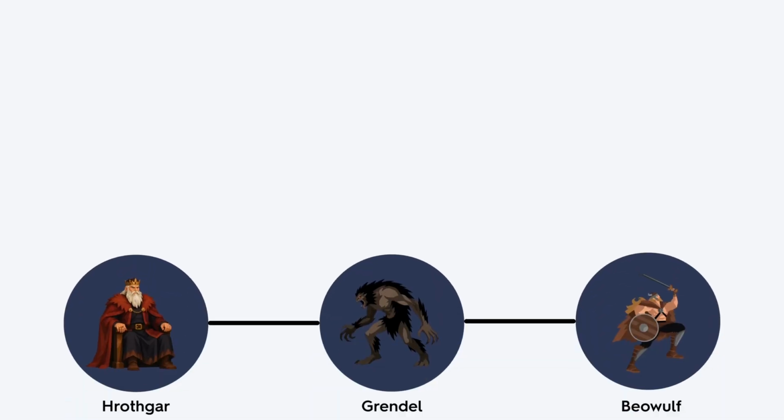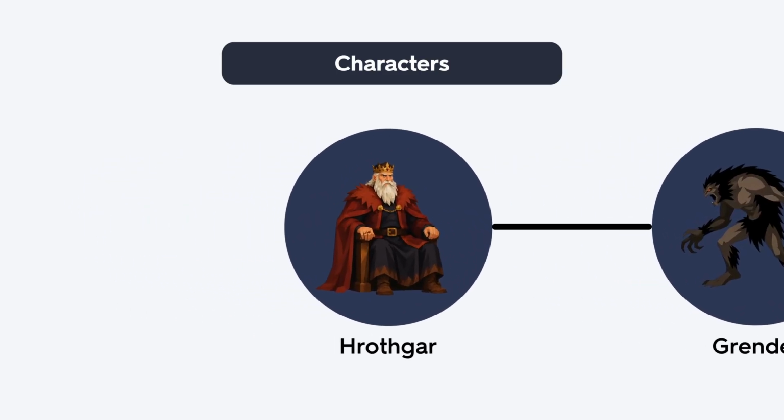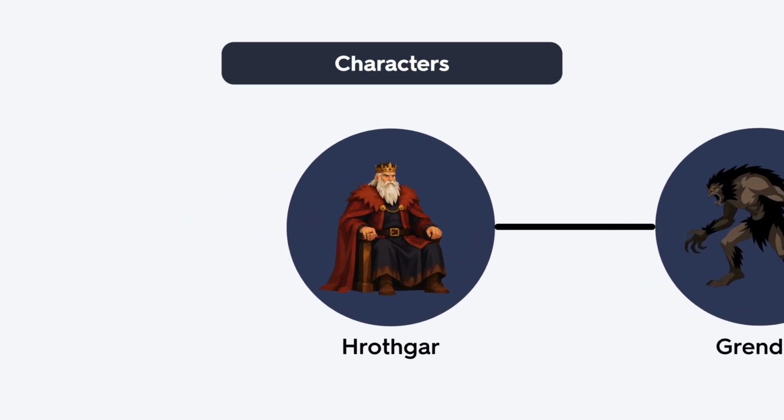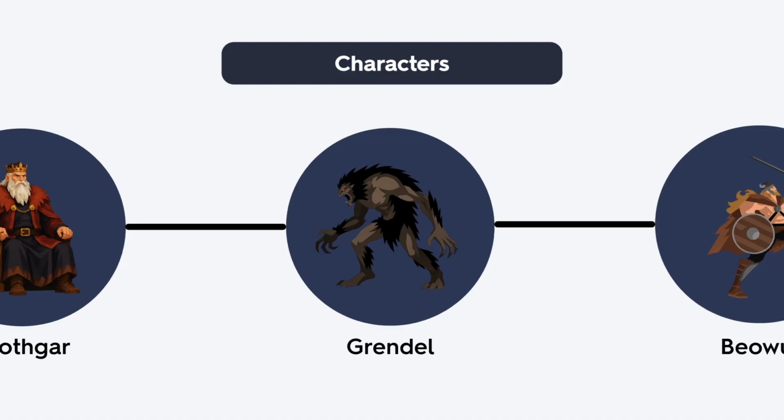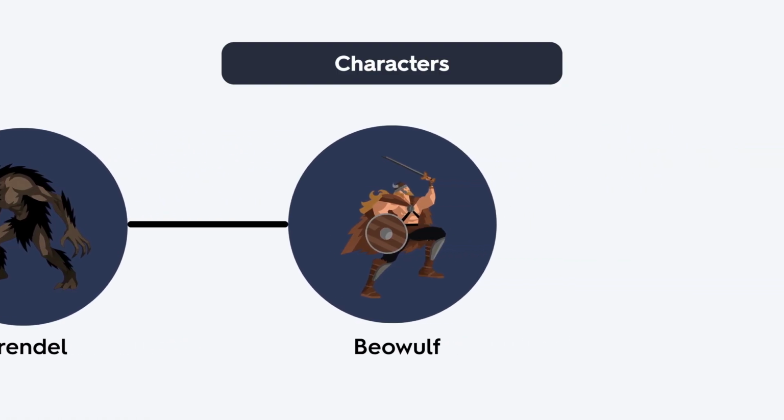Before we get into the story, here are the three characters you need to know. Hrothgar, the king whose hall is under attack. Grendel, the monster causing the chaos. And Beowulf, the warrior who comes to face him.